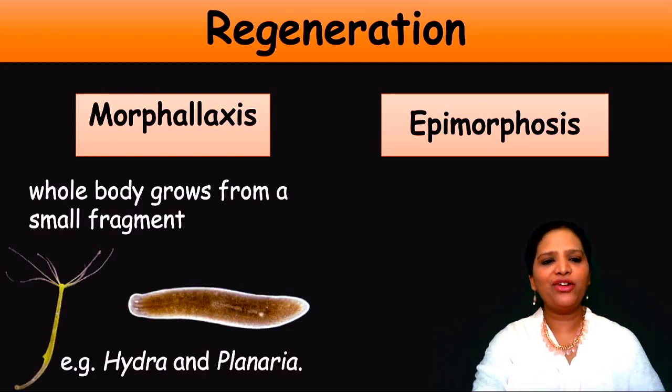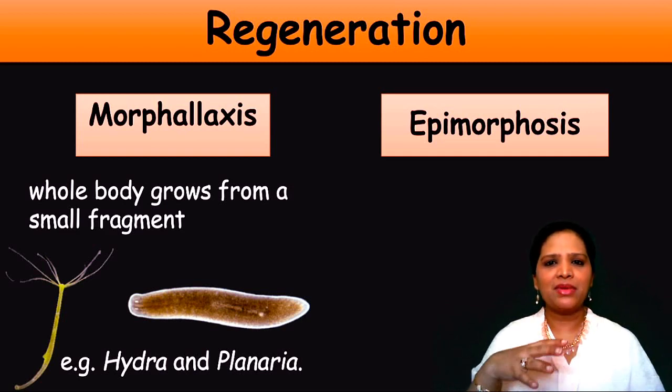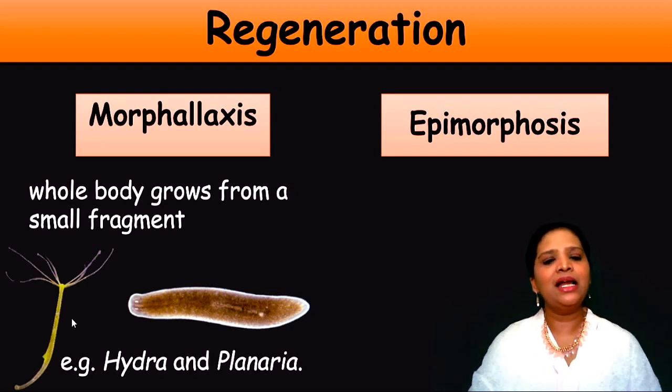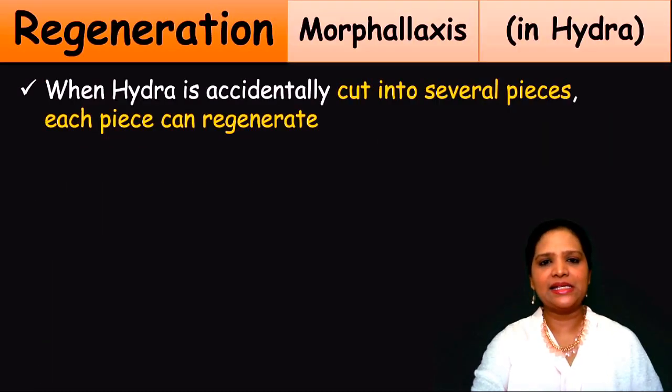First one, what is morphallaxis? Here the whole body grows from a small fragment. For example, if that organism has a cut, from the cut part the whole organism gets developed. A very peculiar type of reproduction, or that is called regeneration. A very good example for this is Hydra and Planaria. Planaria is a flatworm, belongs to the Platyhelminthes group. They also have this regeneration. Even amoeba also has this regeneration capacity. Let us see an example with Hydra.